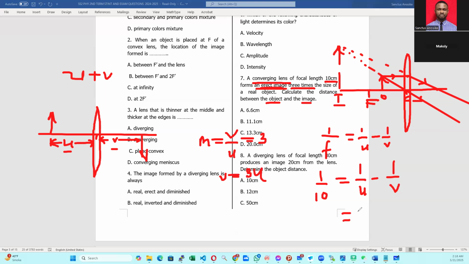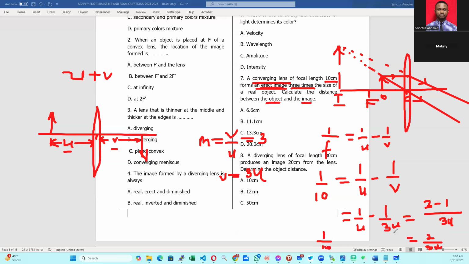Sylvester, are you following? You can come in here and then you have your what? 3U. So the LCM is what? 3U. So U divided by U is 1, 3 times 1, 3. Minus 3U divided by 3U is 1, 1 times 1, 1. Then you will have what? 2 over 3U. Do you follow? Equal to 1 over 10.